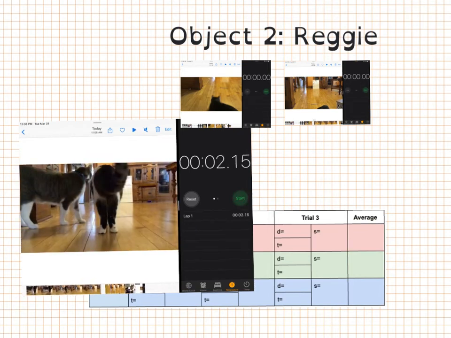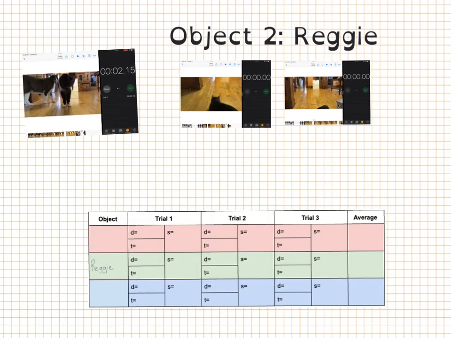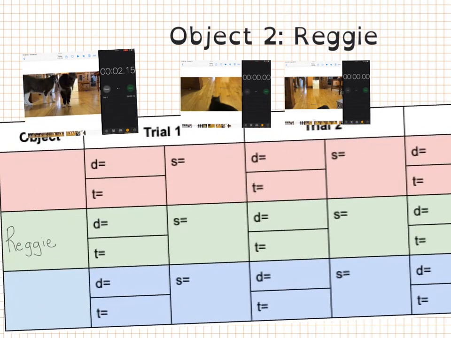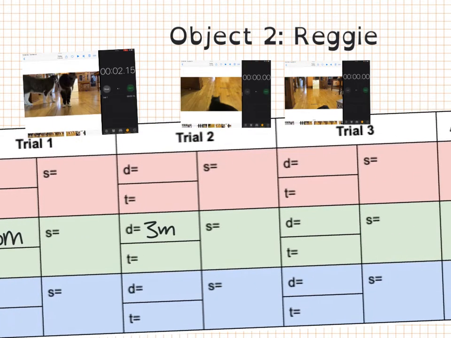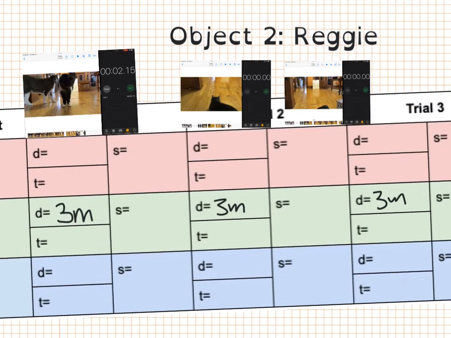So 2.15 looks like our first time. And again, I forgot to write in our distance. Distance for Reggie is also 3 meters. And his time was 2.15. So I'll jot that down.